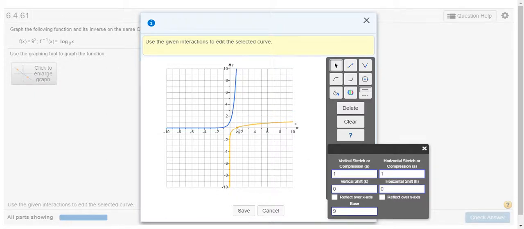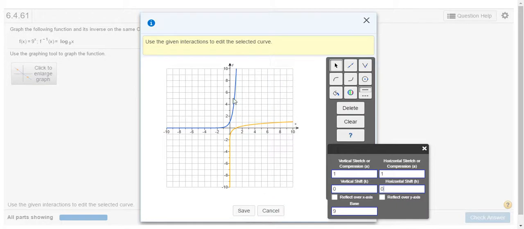And so we go through the 3 points that we specified. There's (1, 0), (9, 1). Over here we went through (1, 9). Remember the relationship flips, so we go through (9, 1). And then we go through (1/9, -1). That one's kind of hard to see.